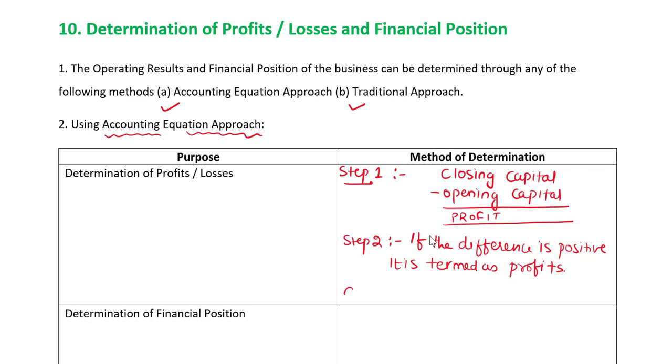And how will you calculate capital? Capital is equal to total assets minus total liabilities. Total assets minus total liabilities is known as capital.